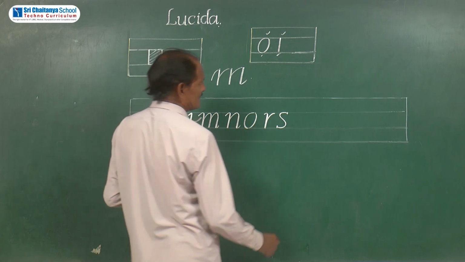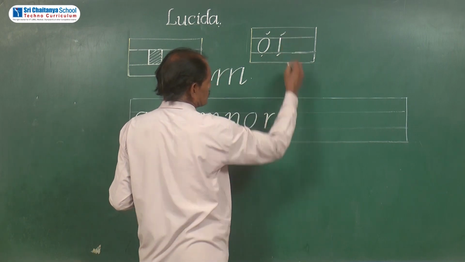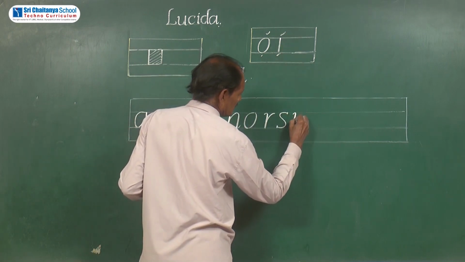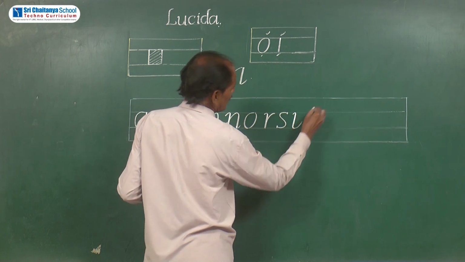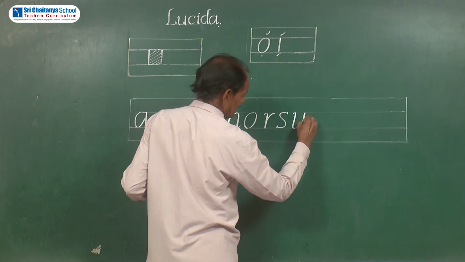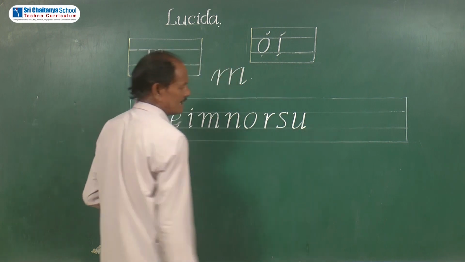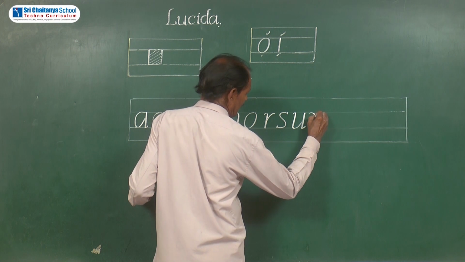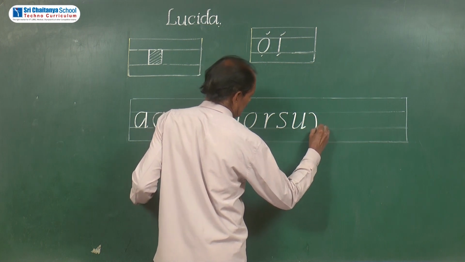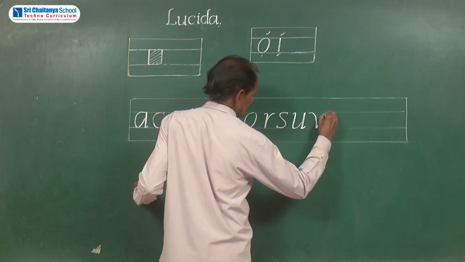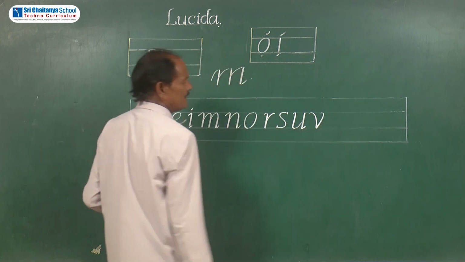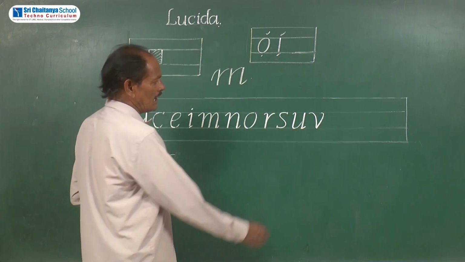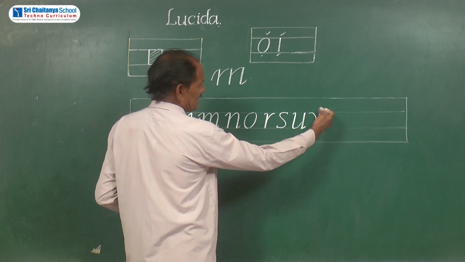The next middle zone letter is U. With the help of this stroke we can write U: a straight line and a long hyphen, again a straight line and a short stroke to the right side. V, half vowel, and the stroke should be taken inside the letter. To write V and W, the last stroke should be written inside the letter.